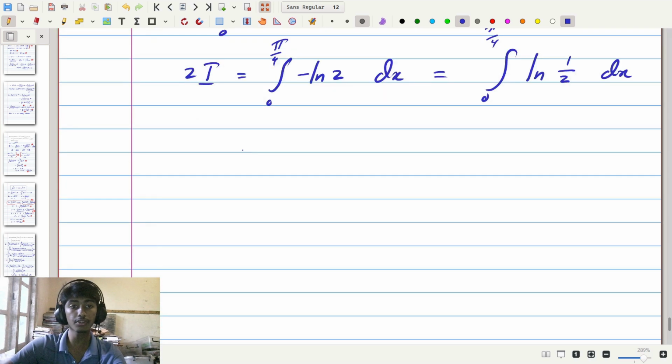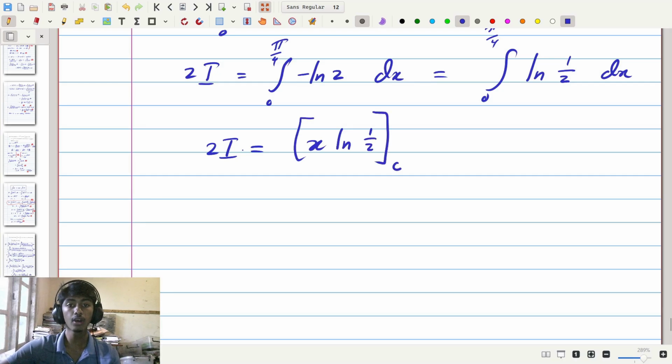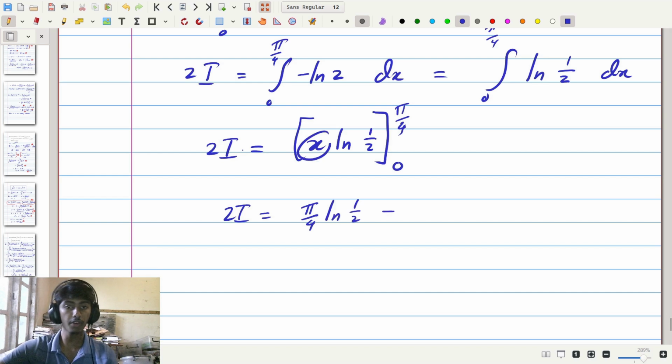Now finally, if we find the value of that, we have 2I being equal to, and if we evaluate this thing, the integral of a constant is simply going to be x times that constant. So therefore we have x times the natural logarithm of a half integrated with the limits of 0 and pi by 4. So 2 times I is equal to, for the upper limit, pi by 4 natural logarithm of half, minus, for the lower limit, 0 times natural logarithm of half, which just becomes 0 in the end, so we can actually remove that.